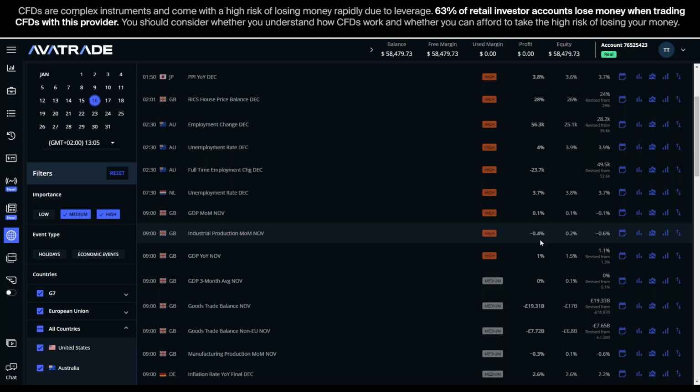And so there were multiple numbers out of the UK that were worse than expected. GDP numbers as well out of the UK expected to show 1.5% growth with only 1% growth.